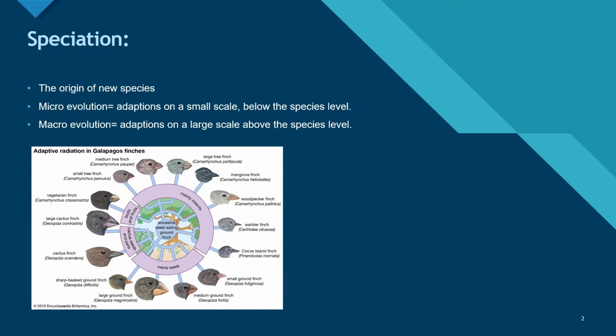So speciation is the origin of new species, and then we have microevolution and macroevolution. Microevolutions are adaptations on a small scale below the species level. That's self-explanatory: it's small, micro. And macroevolution are adaptations on a large scale above the species level. So macro, above. And then there's a picture of, like we talked about before, the Darwin's finches in the Galapagos.